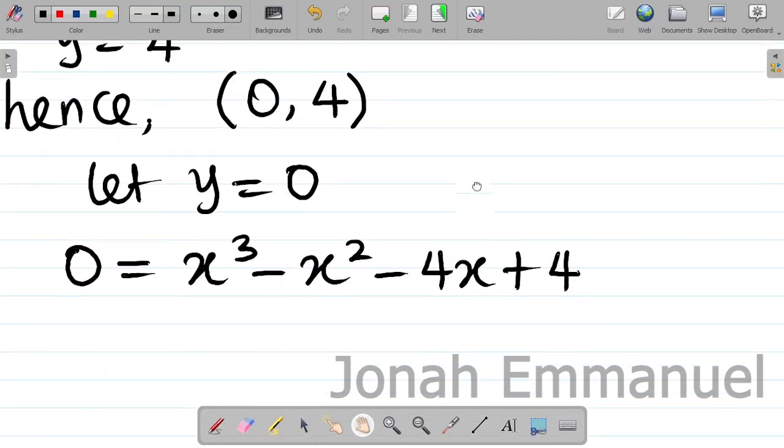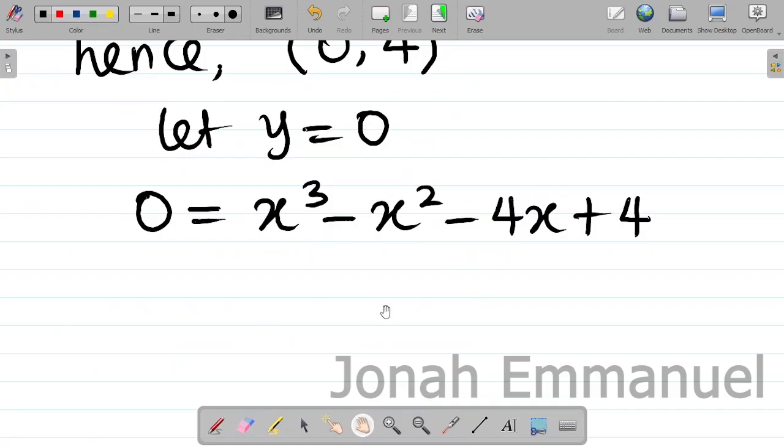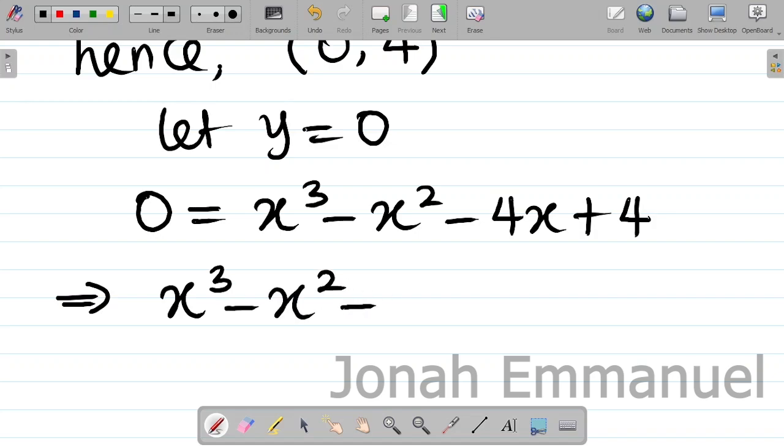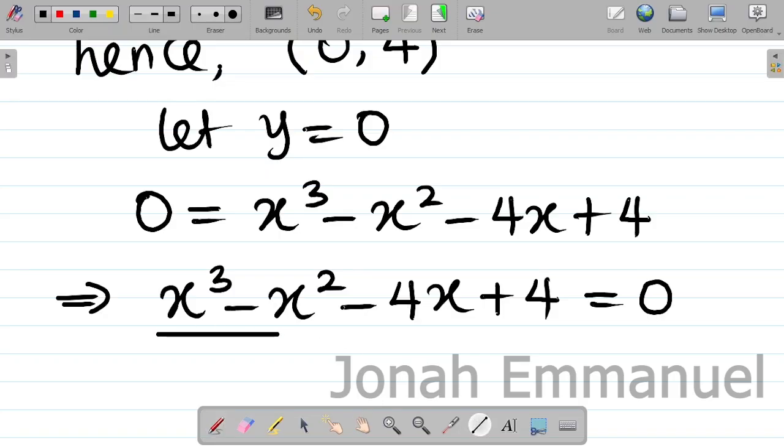We can rewrite this equation as x cubed minus x squared minus 4x plus 4 equals 0. It's the same thing. Looking at this now, you can see that what we have here is a cubic equation. So we have to solve this particular cubic equation, or as they call it, a polynomial of degree 3.